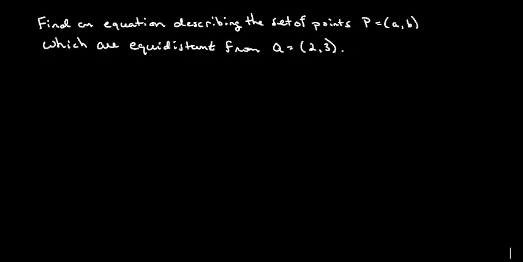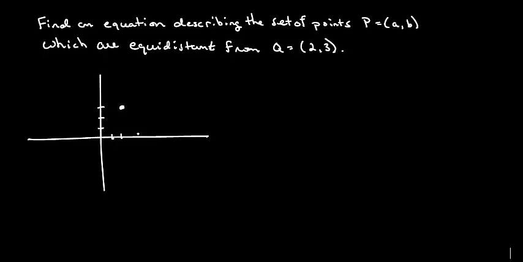So this example is to find an equation describing the set of all points P, which we're labeling as A and B, which are equidistant from Q, which is another point at 2, 3. So let's go ahead and draw out a picture of what that looks like. Okay, so 2, up 3.